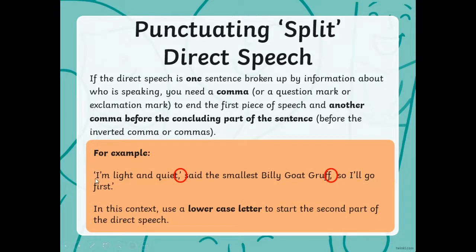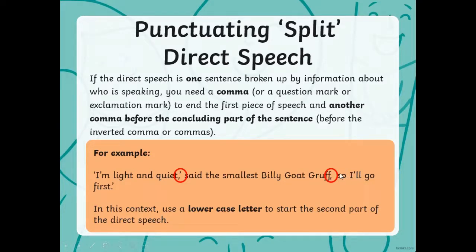So again, I've got my inverted commas. "I'm light and quiet," then I've got my comma and my close of speech. Said the smallest billy goat gruff. Then it opens up with an inverted comma again here. "So I'll go first." Full stop. And notice I have got here now the first part of what is being said, comma, close my speech. Who has said it, and then what he said again for the rest of the sentence, because this is all one sentence. Now you can see we use a lowercase letter to restart that speech part.